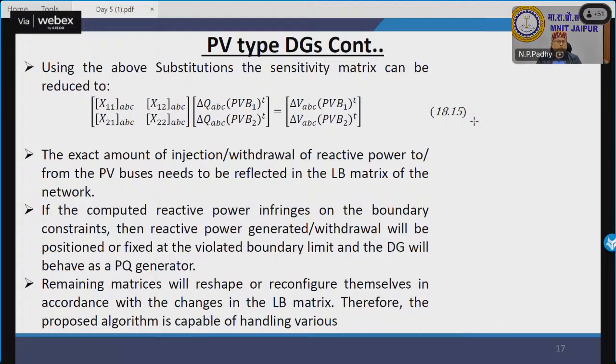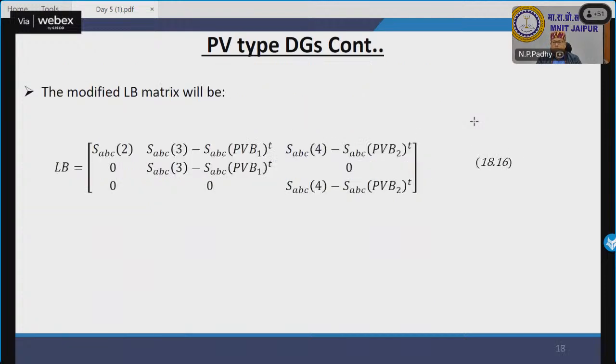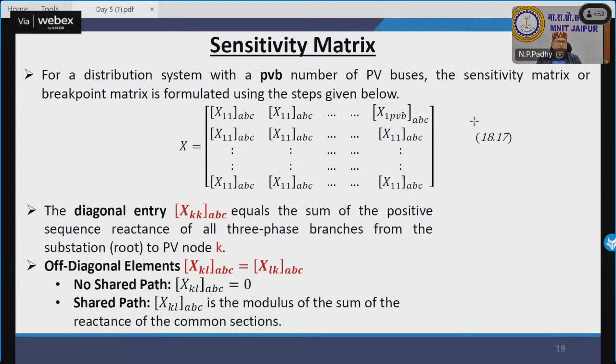Therefore, the proposed algorithm is capable of handling various cases, and the modified LB matrix can now be considered as LB equal to the same matrix. But what we have actually done is subtract that S ABC PV B1 matrix in case of both 3 as well as 4. So the new LB matrix will look like this for a distribution system with PVB number of PV buses. So these are the number of PV buses.